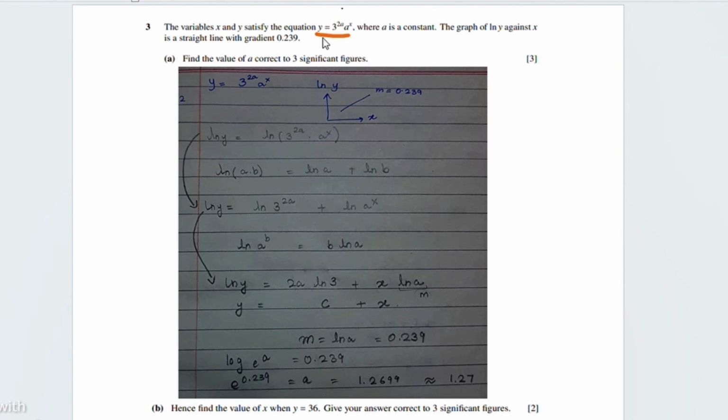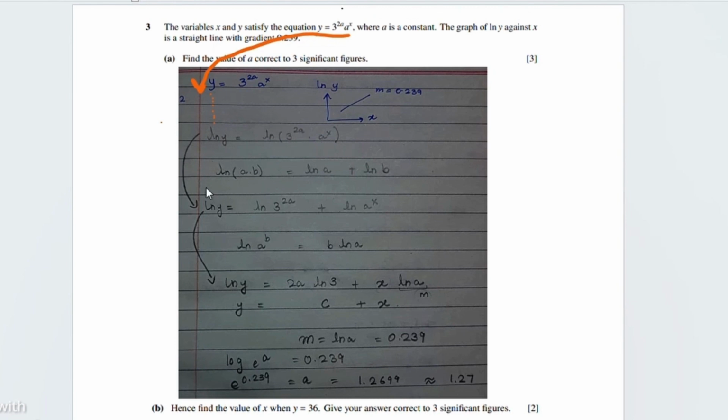So first of all, I just write this equation over here. Then I try to turn this equation into the form of ln y against x. So I will add ln on both sides of the equation. Here I add ln y: ln y equals ln of 3 to the power of 2a multiplied by a to the power of x.